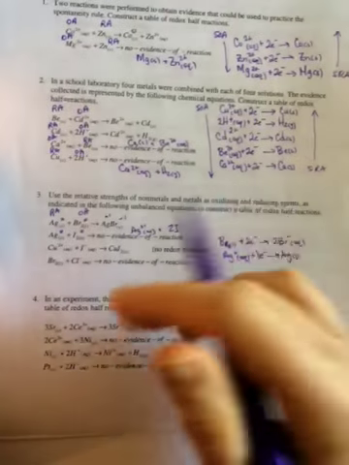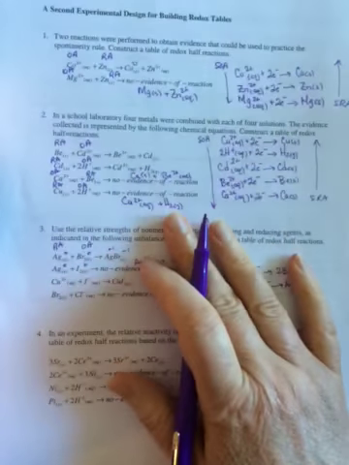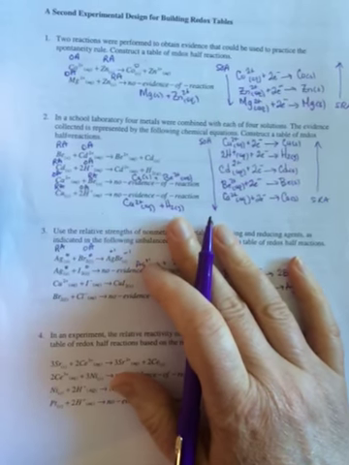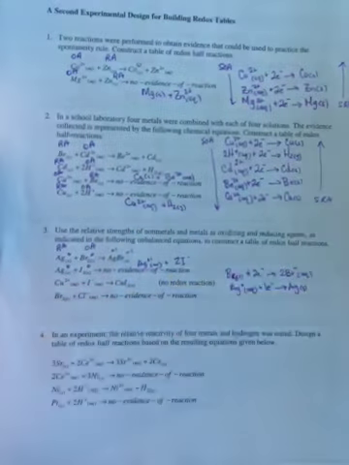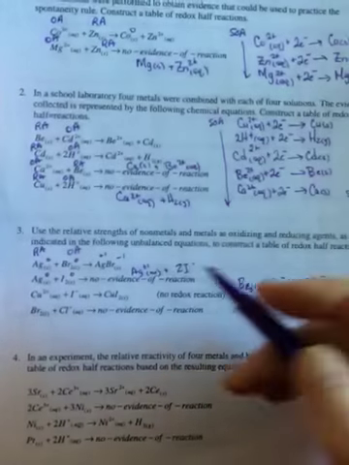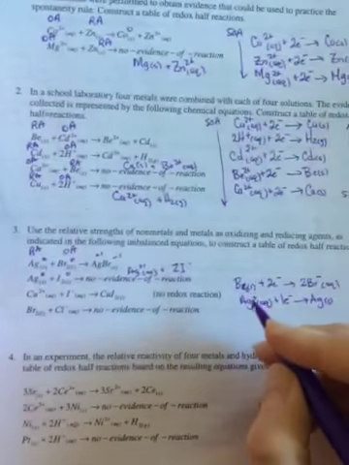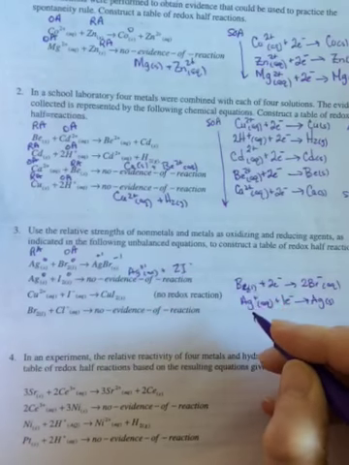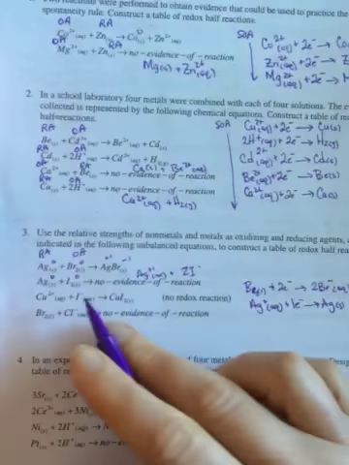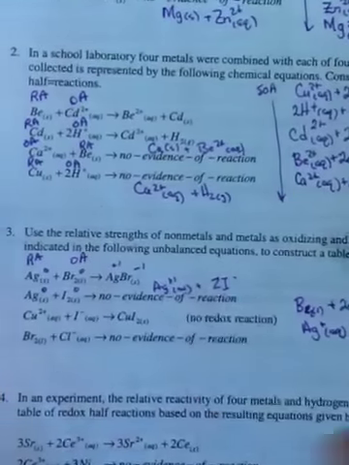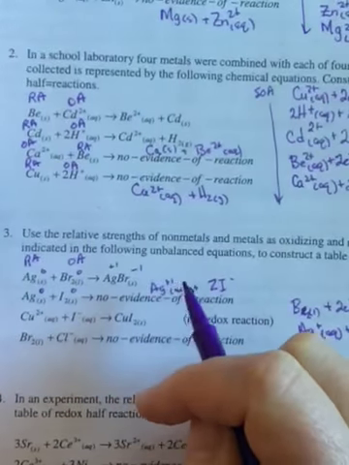Okay, so finishing up the practice questions from the second experimental design for a redox table sheet. We were on number 3. We had done the first reaction, so we had bromine liquid above the silver, and we were on the second one.